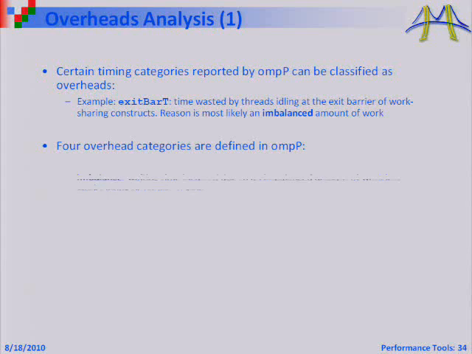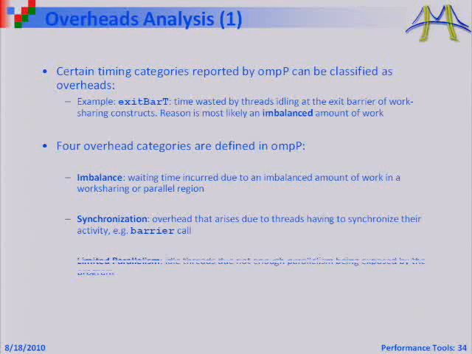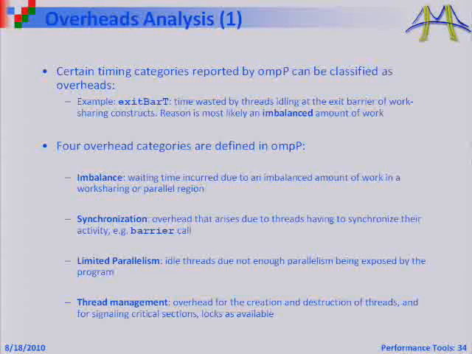Based on this observation, you can define 4 different overhead classes. One is imbalance. That's just the waiting time that's induced by an imbalanced amount of work. Synchronization overheads, that's when threads have to synchronize their activity with one another. Limited parallelism, that happens when you have more available threads than work items to do. And thread management, that's the overhead that you incur when you repeatedly start and stop parallel regions.